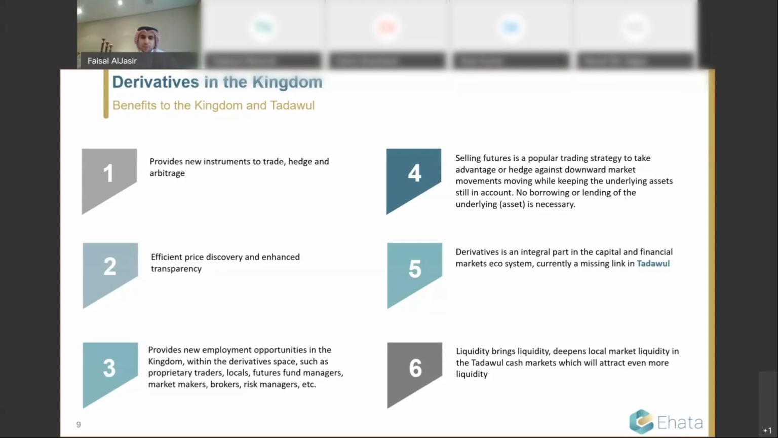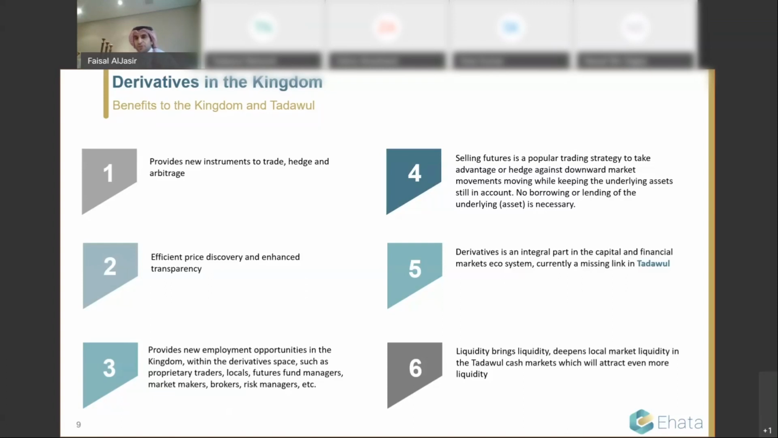Third, it provides new employment opportunities in the kingdom within the derivative space: futures fund managers, market makers, brokers, risk managers, and that is true, actually. And it does have its own requirements and needs. So basically it does have that effect on employment opportunities.